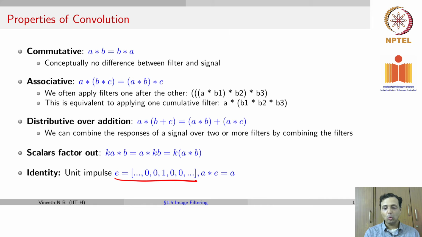Remember, this is a one-dimensional impulse. In a two-dimensional impulse, we already saw an example where you have a white value in the middle of the image, black everywhere. Then A convolution this unit impulse will be A itself, which did not hold with cross correlation. So convolution has a few elegant properties which you will see helps us in many applications.